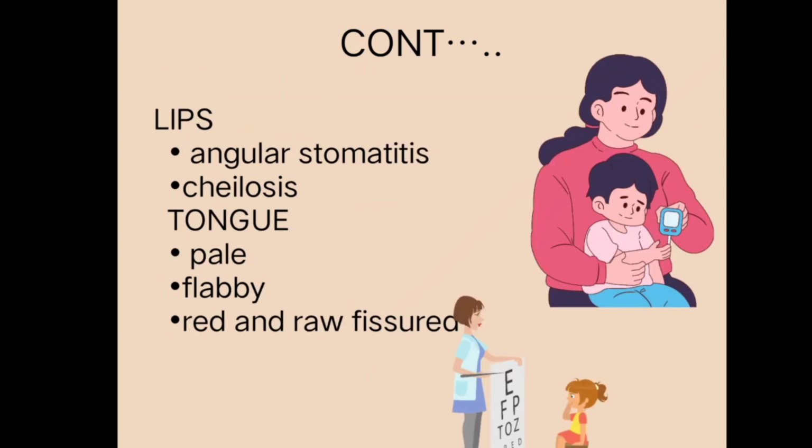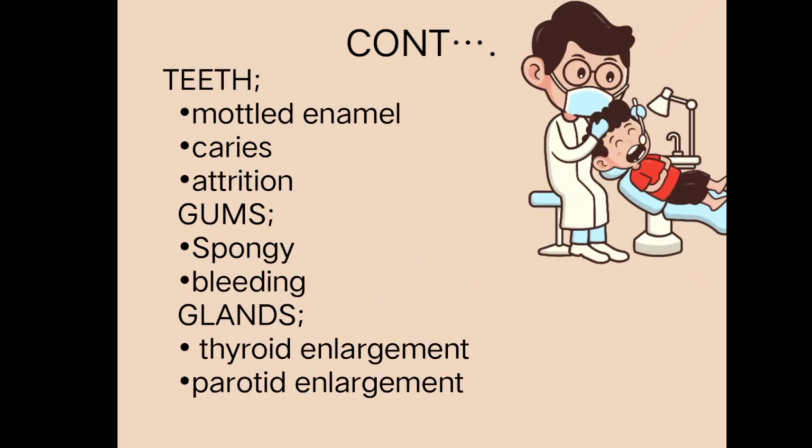Excessive tears from the eye, that is known as opaque. Also, in the lips we can see angular stomatitis. If there is a vitamin deficiency, we can see angular stomatitis and cheilosis. The tongue will be pale in color, flabby, red, raw and fissured. The tongue will not be pinkish in color, and there may be a coating on it. When we consider head to toe, each and every body part will exhibit some symptoms. In teeth, they will have mottled enamel, the baby may have dental caries, and the distribution will not be equal. The gums will be spongy and bleeding.